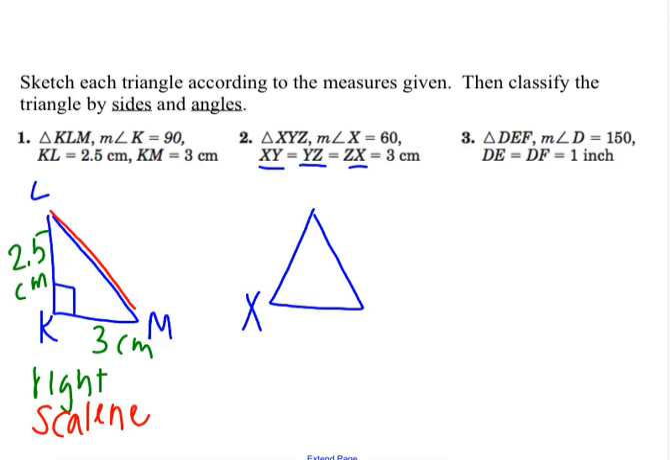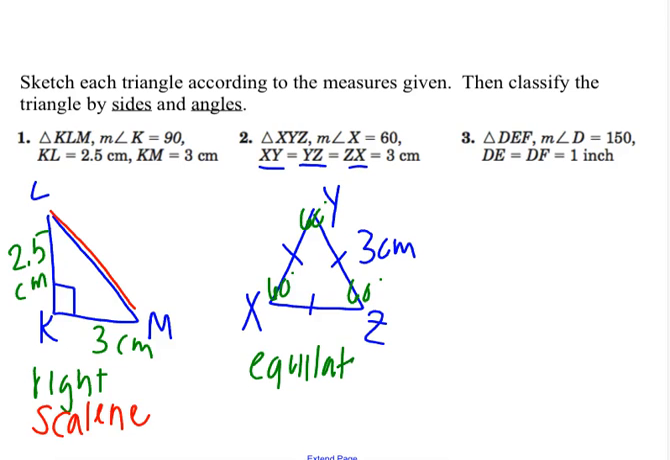Triangle XYZ, where the measured angle X is 60, and then it says all 3 sides are 3 centimeters. So I know I'm dealing with an equilateral triangle, 3 centimeters, and then I would know that all my angles would be 60 degrees. So equilateral and equiangular.